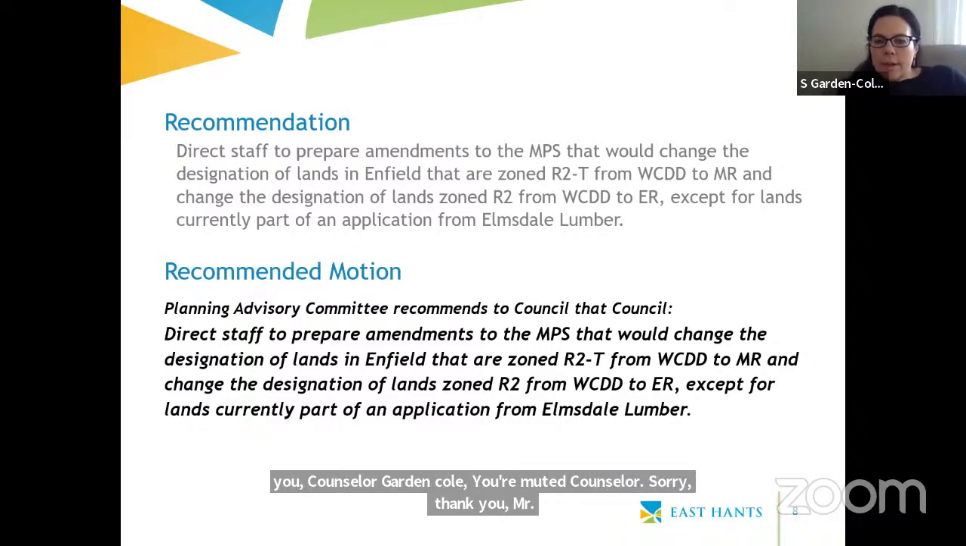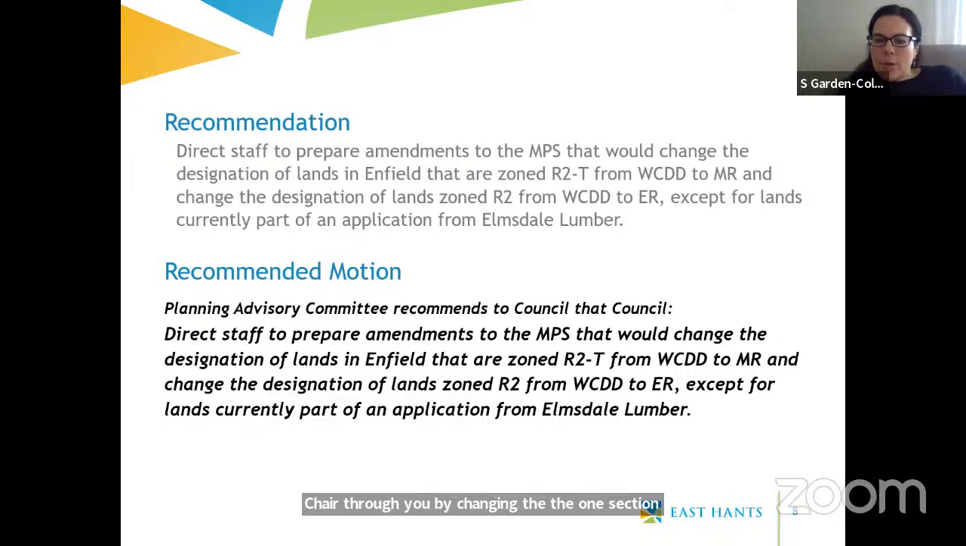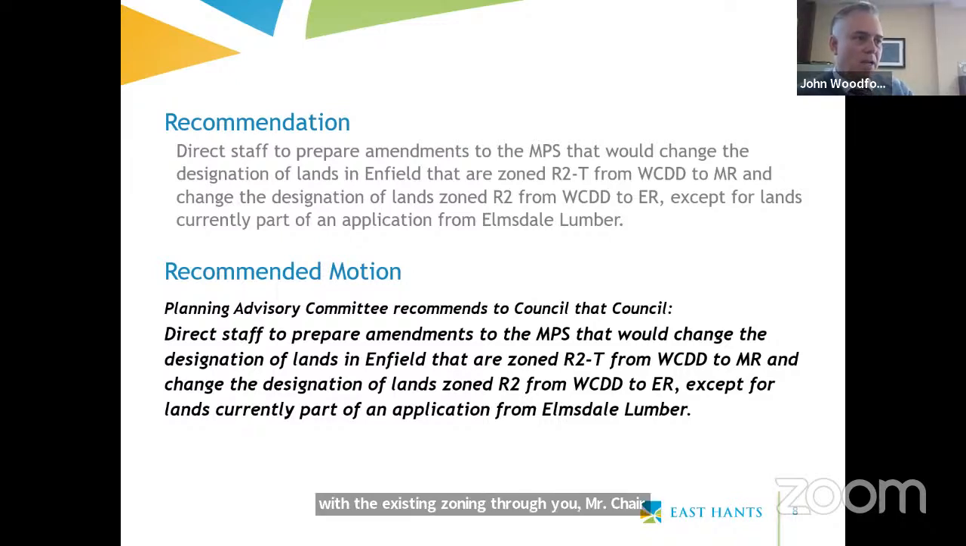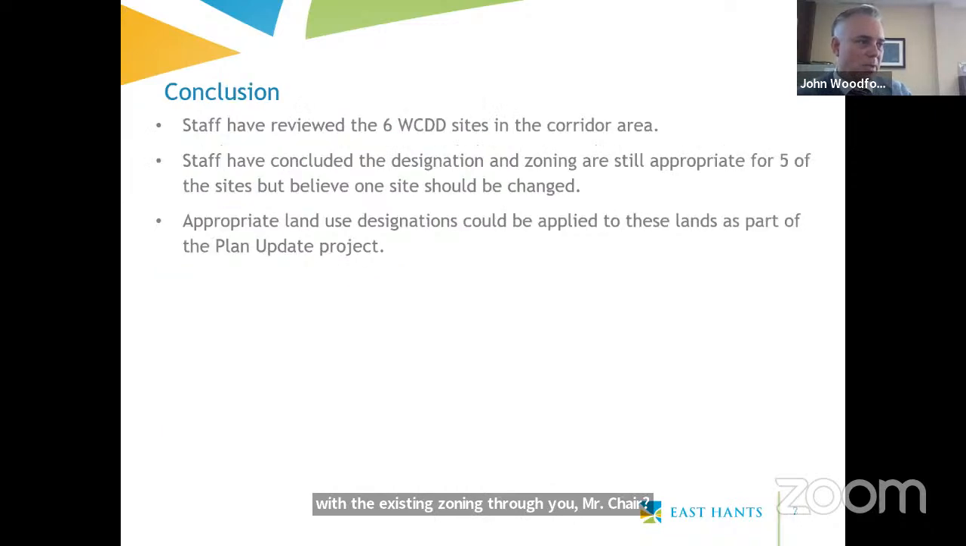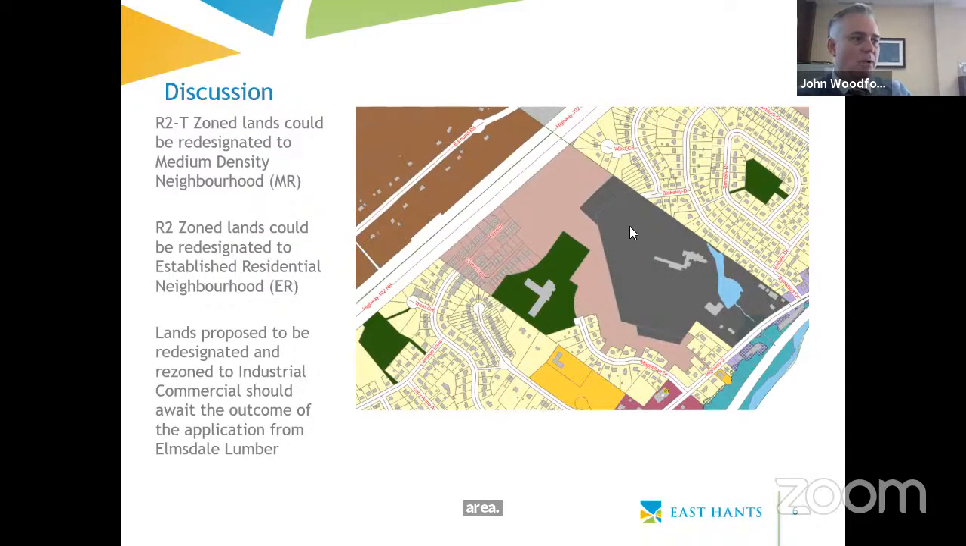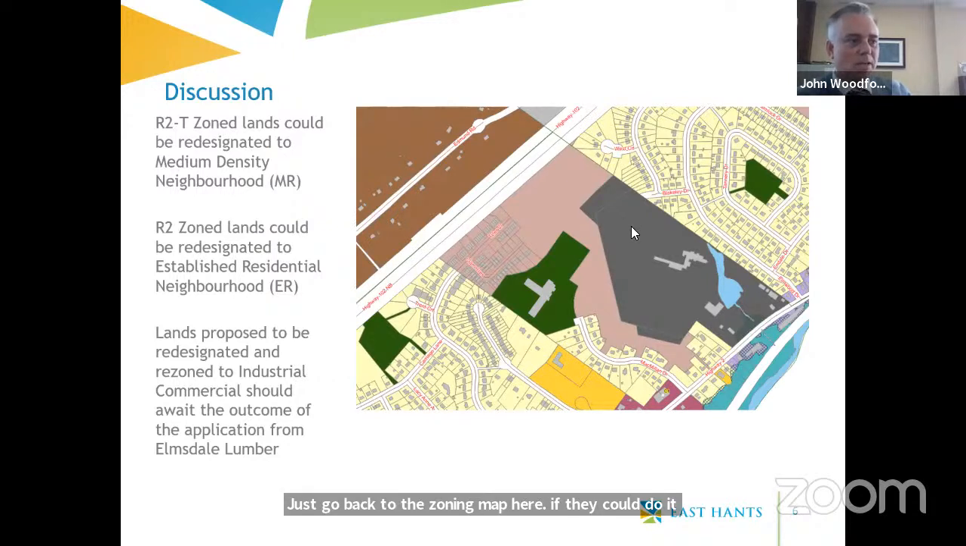By changing the one section there close to the lumber mill, is that a change that would have to be made for them in order to go through with that biochar, or could they go through with that with the existing zoning? Through you, Mr. Chair. If they could do it in this current gray area, they would still need a development agreement. They wouldn't need a designation or zone change, but they're proposing to use an area beyond the area currently zoned industrial. So that's why they really need three things. They need a designation change, a zone change, and a development agreement.